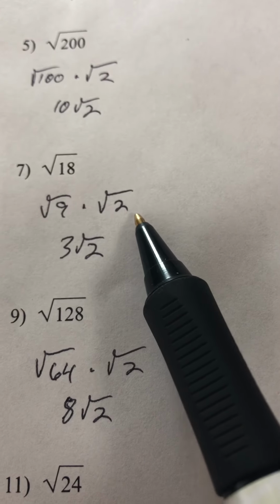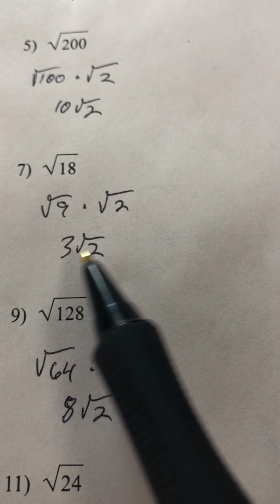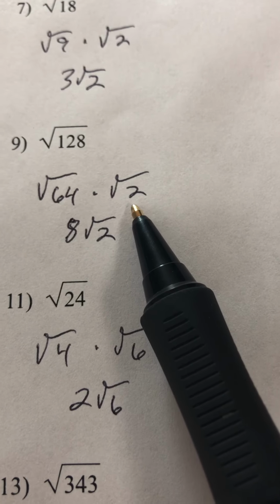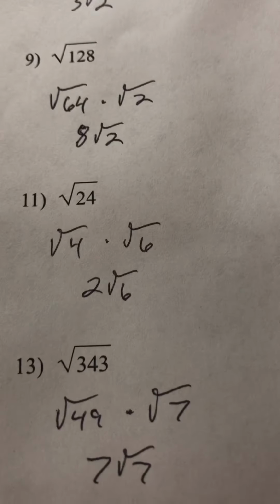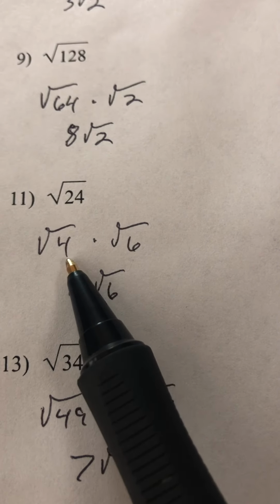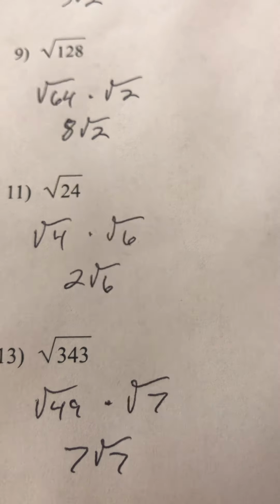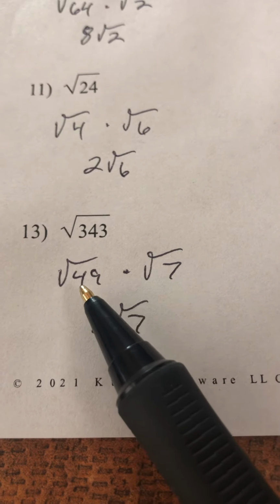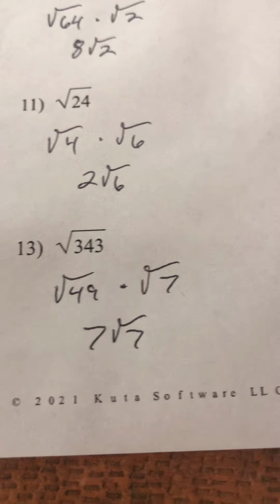This would obviously be 9 times 2. 9 is a perfect square. Square root of 9 is 3. And so you have 3 square root of 2. 128 is going to be 64 times 2. Square root of 64 is 8. So you're going to have 8 square root of 2. 24: 4 and 6. The first perfect square you come to, 4, the square root of 4 is 2, and 6 just stays under the square root. And then 343, when you put that in your calculator, you'll get 49 and 7. And square root of 49 is 7, so you have 7 square root of 7.